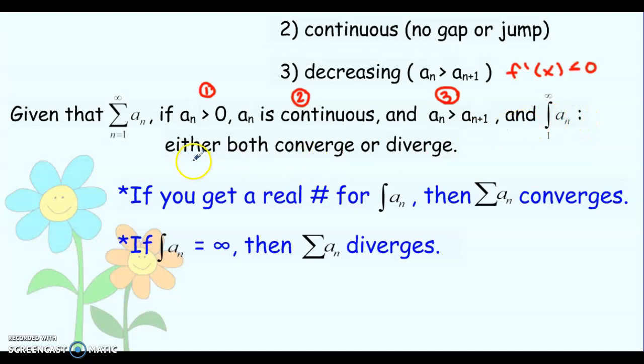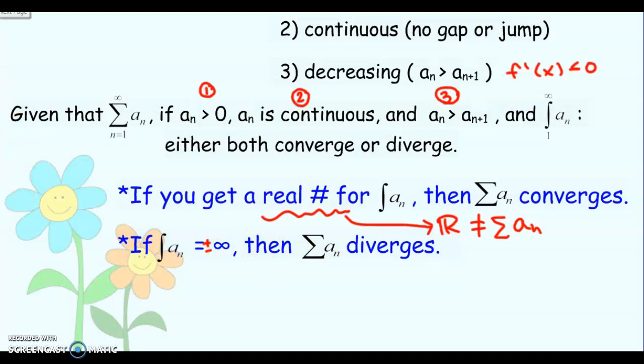is diverging, then the summation diverges. If this converges, the summation is going to converge. And something to keep in mind is if you get a real number for this integral, that does not mean that is the sum of the summation. So the real number that you get from the integral does not equal the summation of the actual expression. If you get this goes to positive or negative infinity, if it's divergent, then the summation diverges. And that's the integral test.